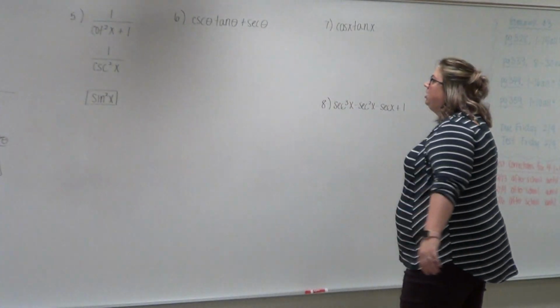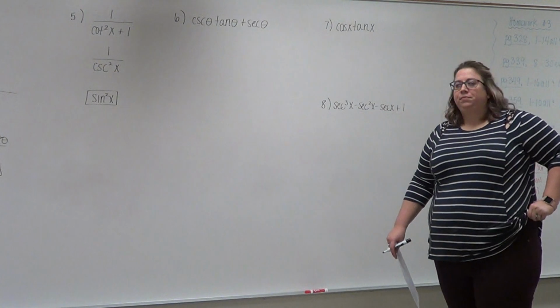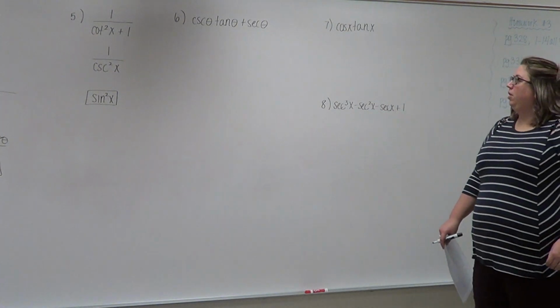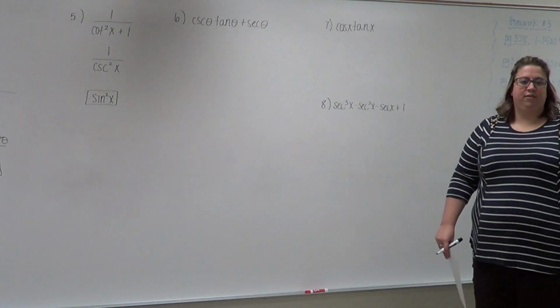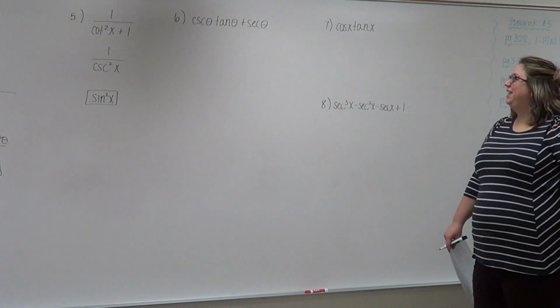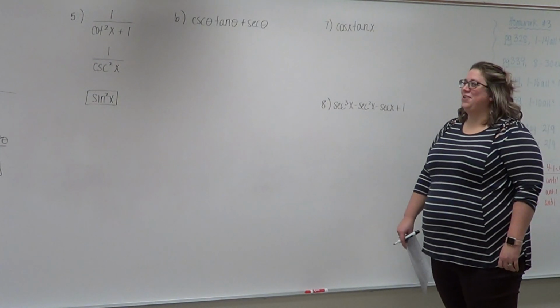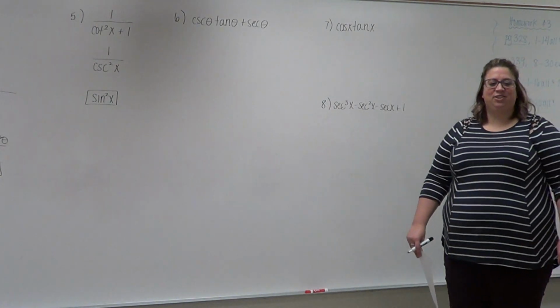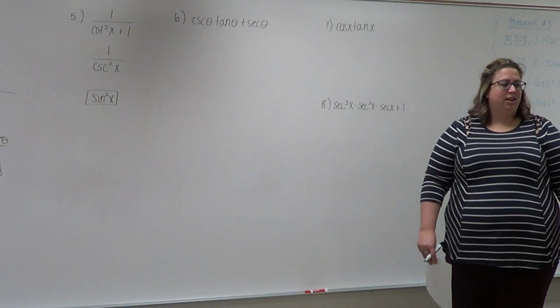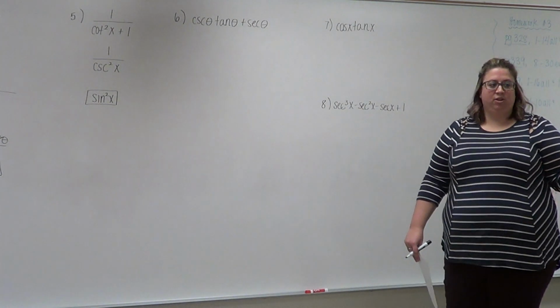Okay, number 6. Is there anything that we can factor? Theta's attached, so you can't take that out. It's on all of them, but it's attached. Okay, so no, right? No. Are there any Pythagorean identities? Nothing squared, so can we use those?